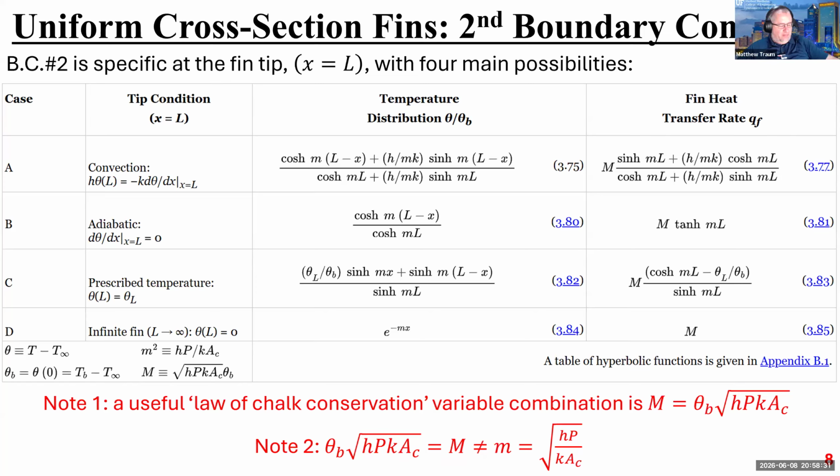You guys have the power of AI. And so it would be interesting, I think, for you to explore other possible tip conditions. You can ask AI what those other possible tip conditions are, and what the resulting temperature distribution and heat transfer rate into the fin would be if you had, for example, something like a contact resistance at the tip of the fin. We talked about contact resistance in a previous lecture. Or if you had a situation where you have both radiation and convection at the tip of the fin, or some other boundary condition.